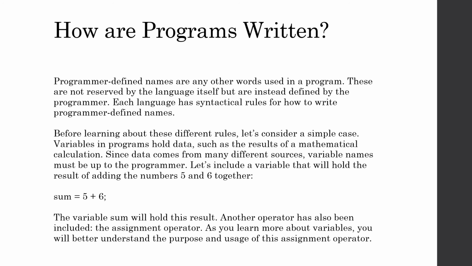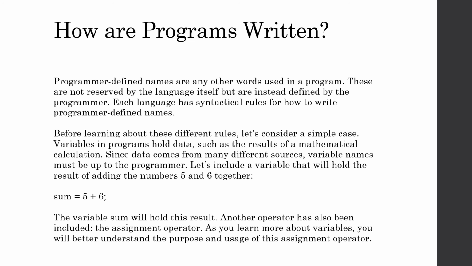Variables in programs will hold data, such as the results of a mathematical calculation. Since this data can come from millions and millions of different sources, we need to make sure that the programmer gets to decide what they're going to call those variables that will hold that data. Because if the programming language got to decide that for you, you would be very restricted in what you could name your variables, which is both confusing and also very limiting. So the variable names are going to have to be decided by the programmer.